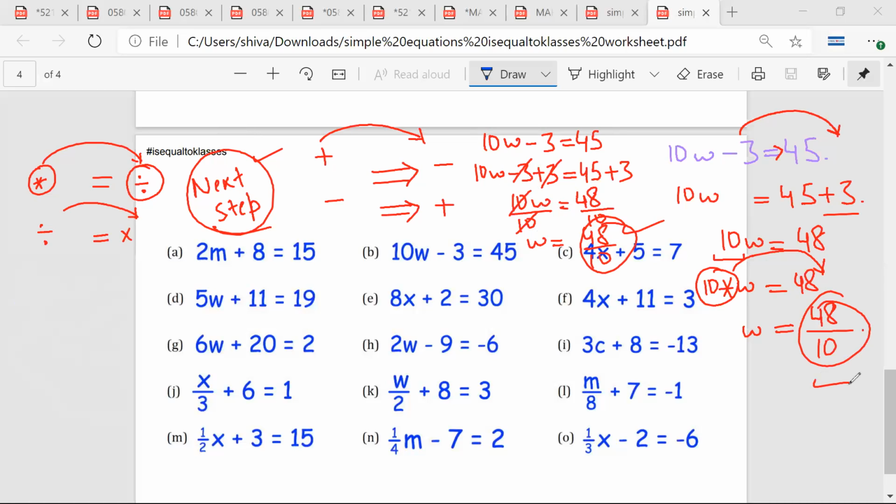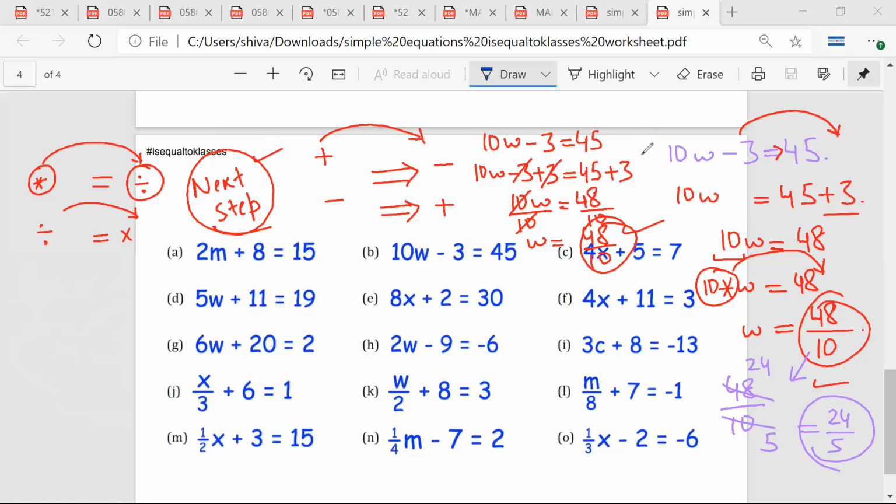Have you understood? Yes. Mr. Sarthak, is there a confusion? No, sir. And what you need to understand is that the final answer shouldn't be left like 48 by 10. You should simplify this further. This should become 24 by 5. Is there any confusion? No, sir.